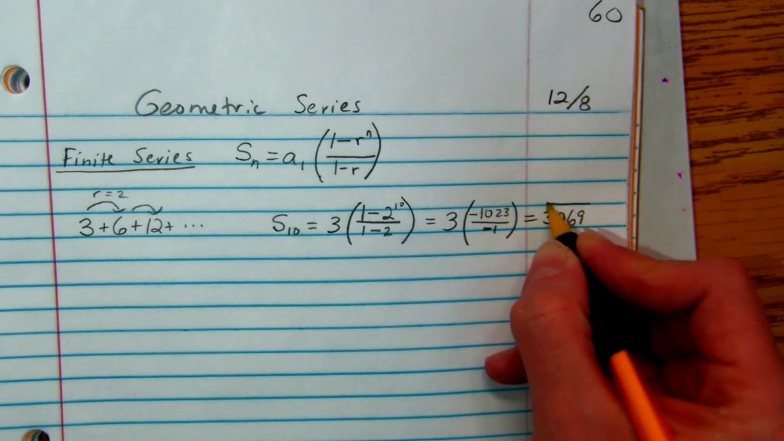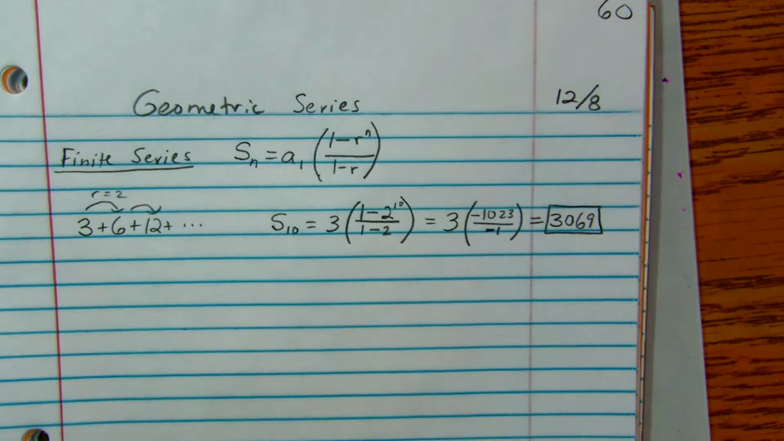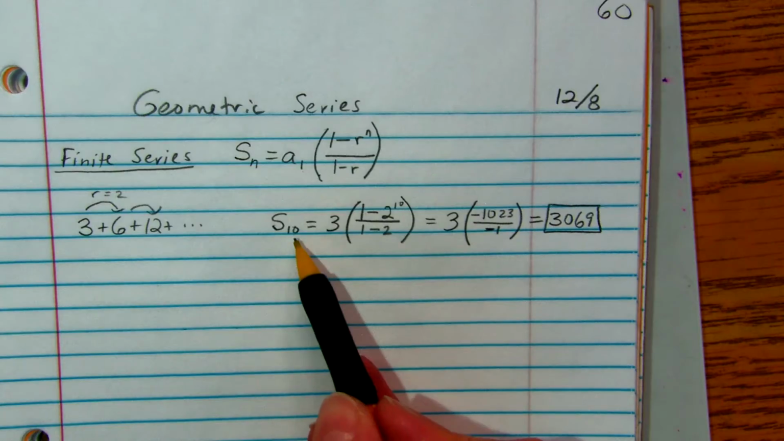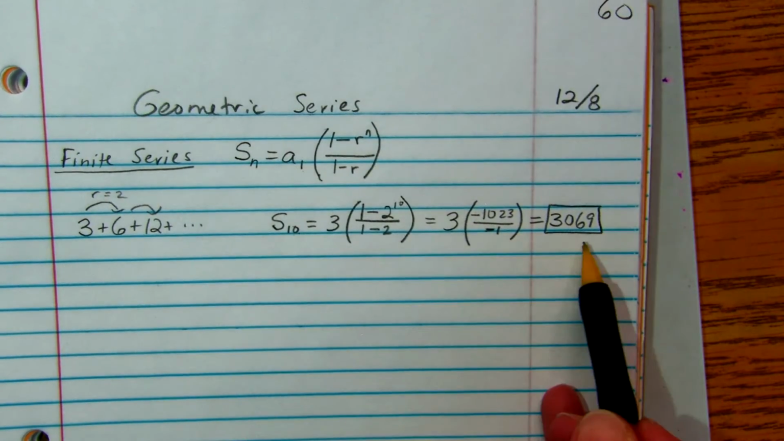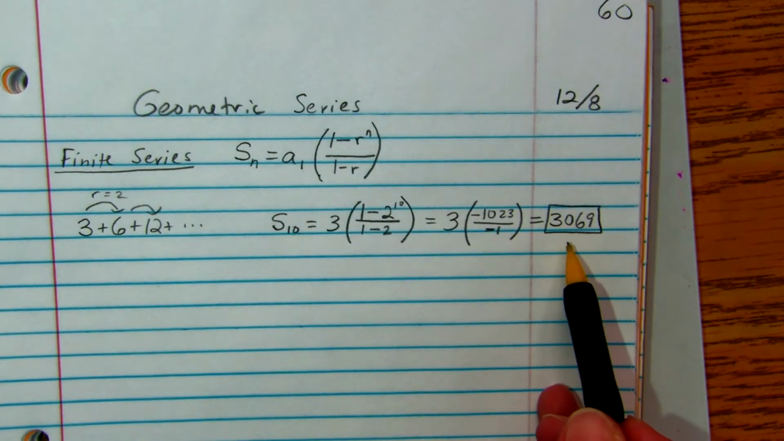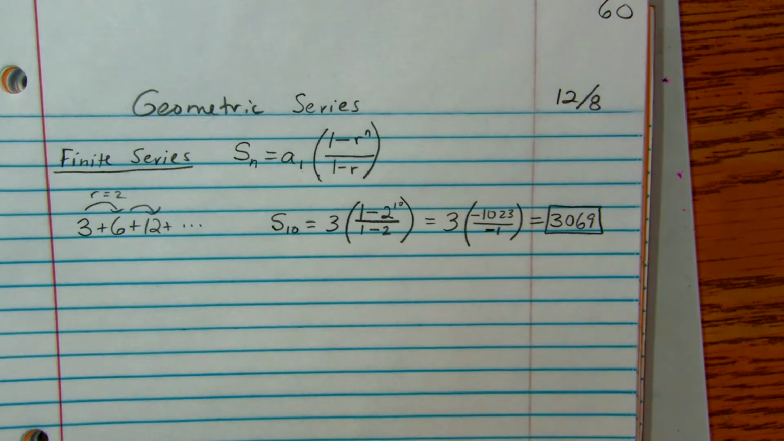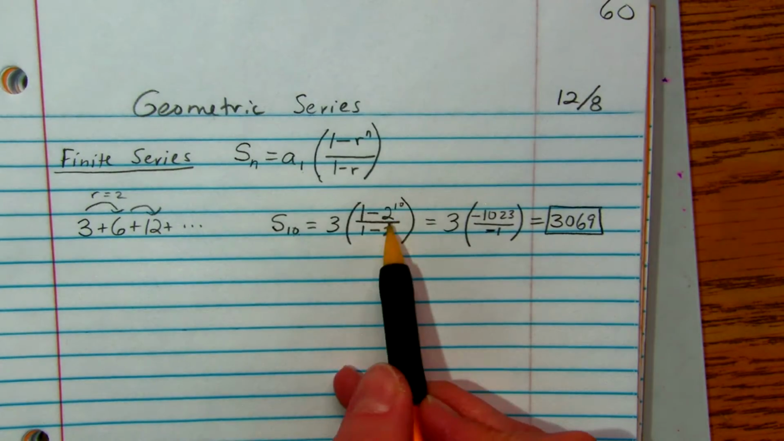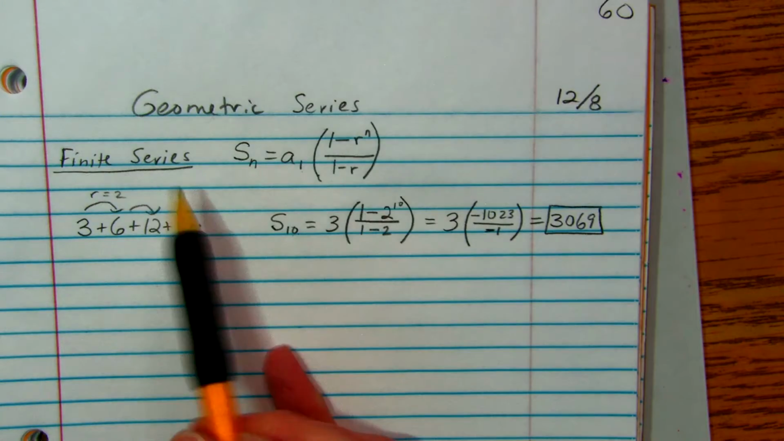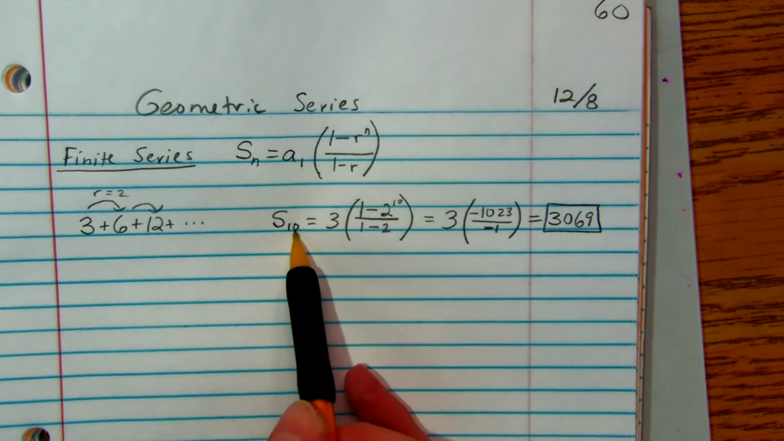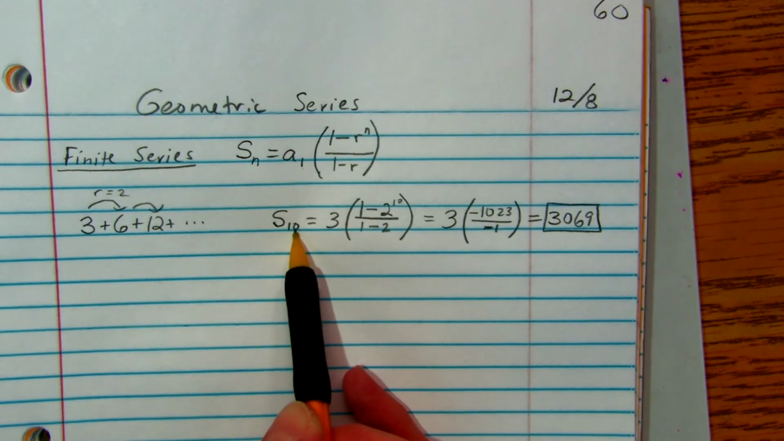3,069. So very quickly with the calculator, you could figure out, even if I'd asked you to do the 100th term, it wouldn't take you any more work using this formula. Because you would just have to put the numbers in, use your calculator to quickly do the power, and it's all good. Okay? And this is called a finite series because it stops at 10 terms. So let's do another one.